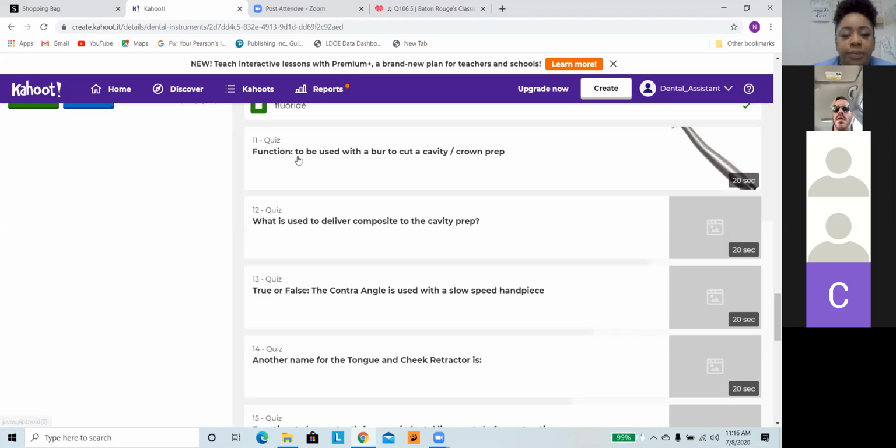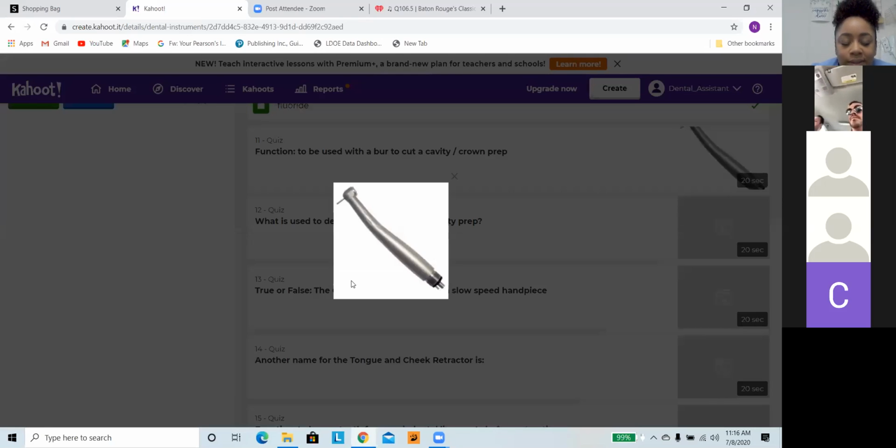All right, the next instrument is used with a burr to cut a cavity or crown prep. High speed. Yeah, it shows you the picture. So here's our high speed, and as you can see right here, there is a burr inside that we would actually use to cut inside of a tooth or cut the crown off.